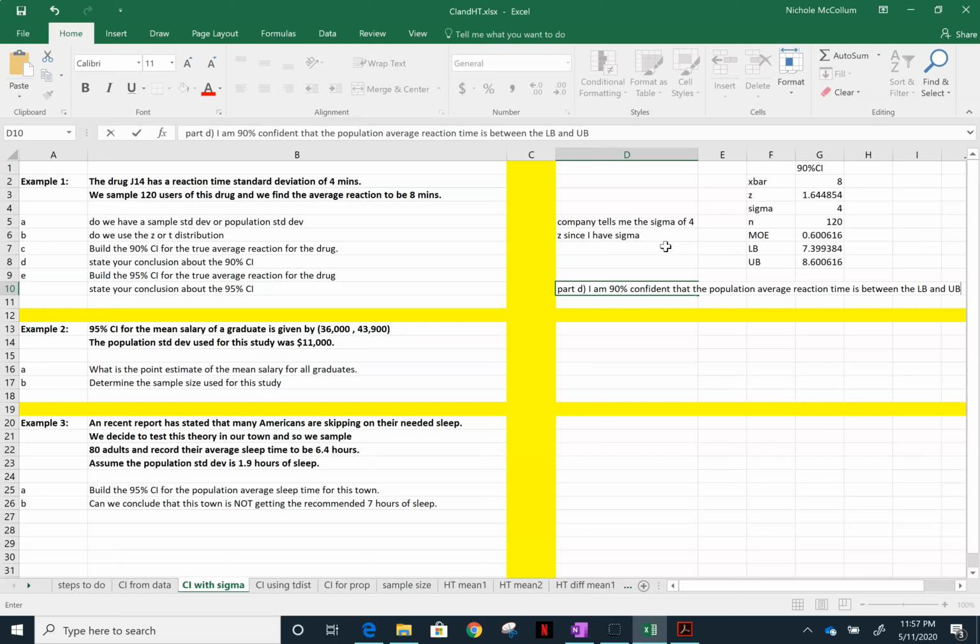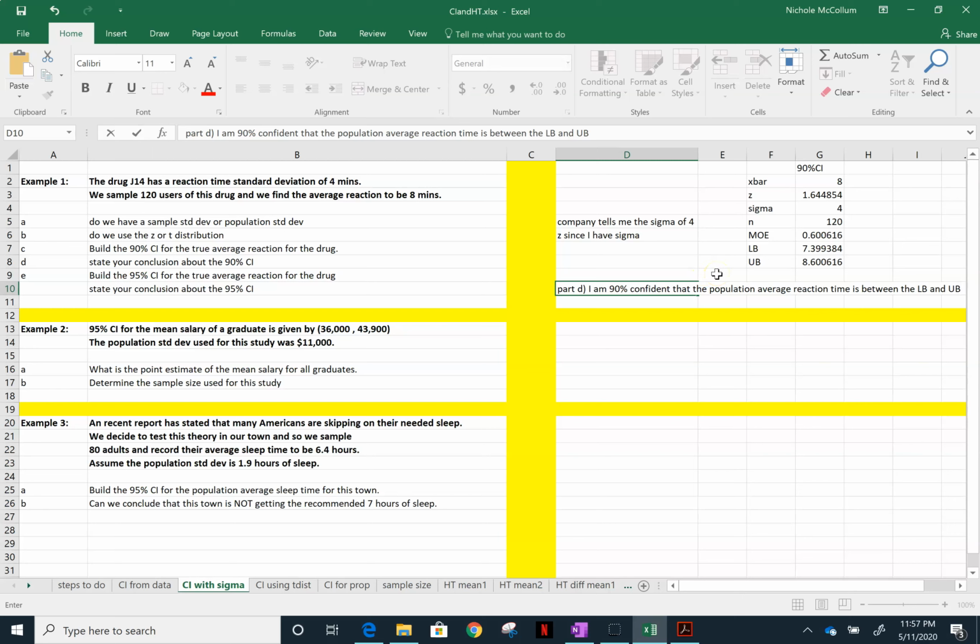Could it be outside? Of course it could be outside. I'm 90% confident that the average time is between those two bounds. I'm not going to be 100% confident because that's impossible. To be 100% confident, I would actually need to know what the true average is. If I don't know the true average, then I actually have to do a sample, and the sample means there's some chance that I'm wrong. So I'm 90% confident, and I'm okay with that.